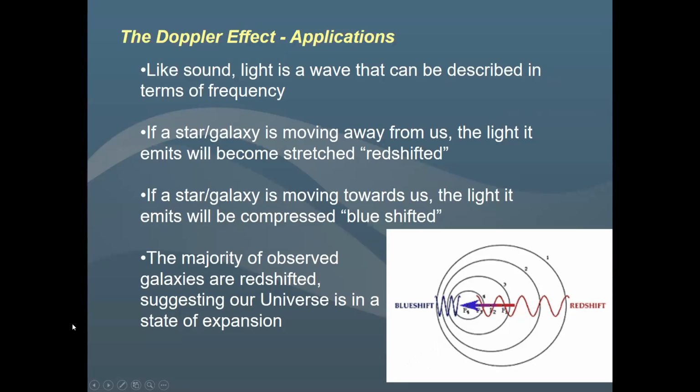If a galaxy or star is moving towards us, the light it emits will be compressed or become blue shifted. So astronomers observed a lot of the galaxies in the universe, that they were able to anyways, and they realized that the majority of those observed galaxies are redshifted. So that suggests that the majority of galaxies are moving away from us.